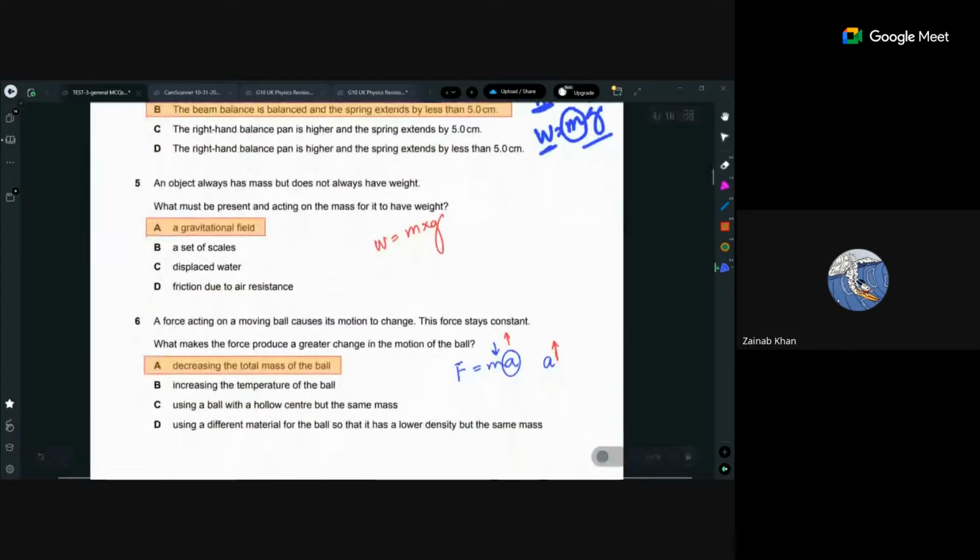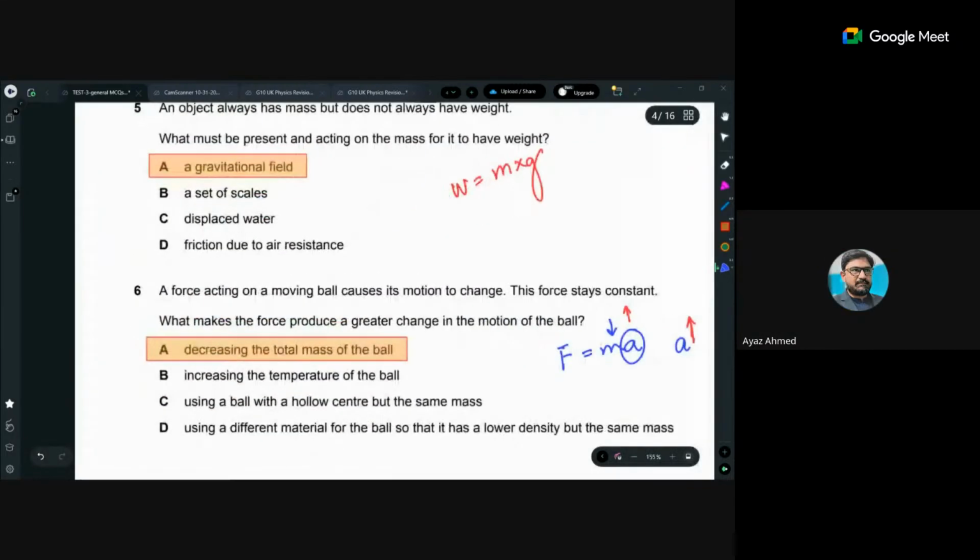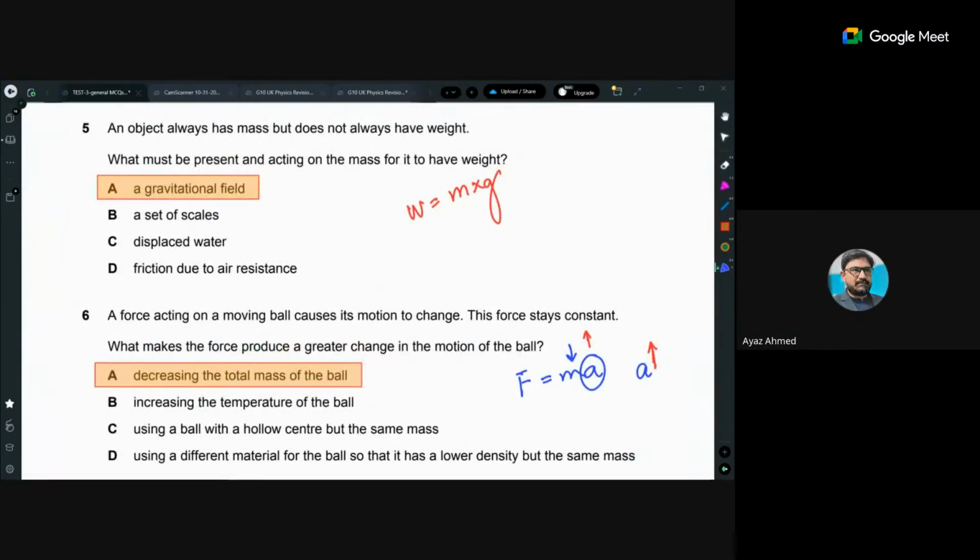Yes, sir. Okay, then question number 5 and 6. That question is basically again about the mass and the weight. What must be present and acting on the mass for an object having weight? So for mass to be converted into weight, it must be placed in a gravitational field, or it must have gravity. That is why option A was correct.